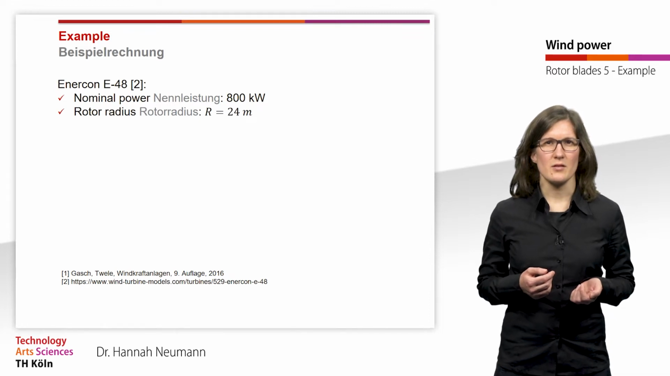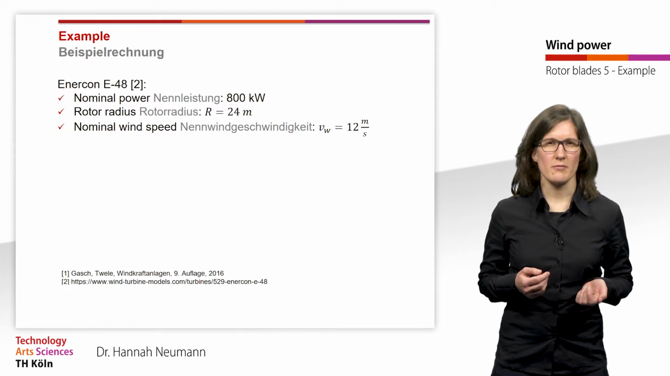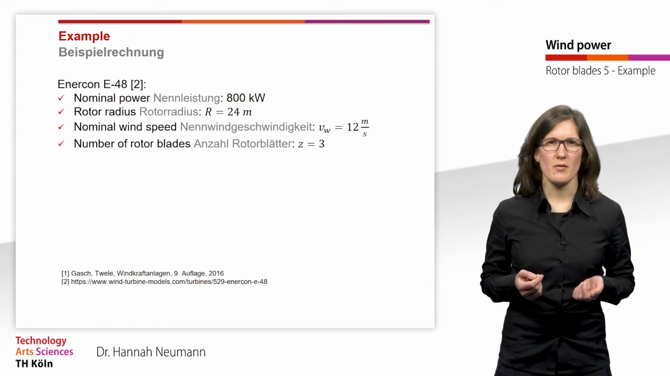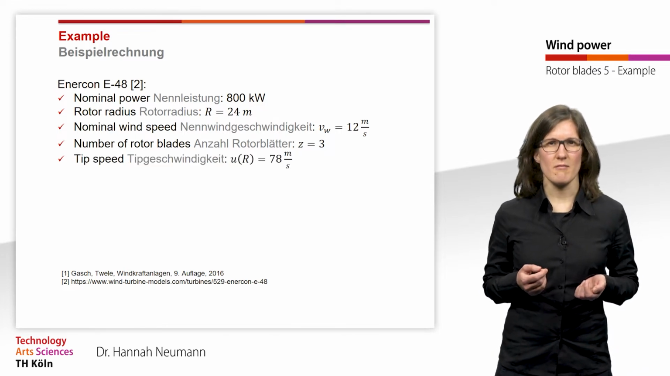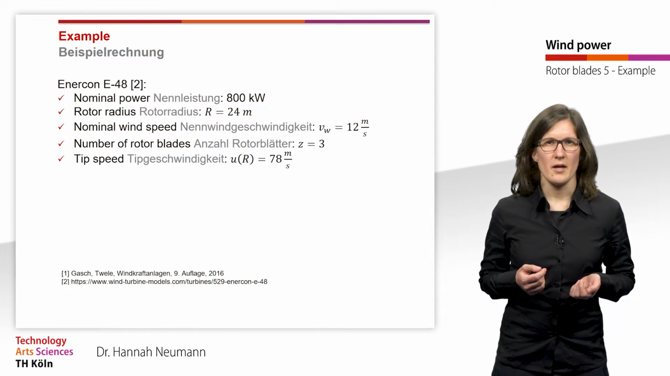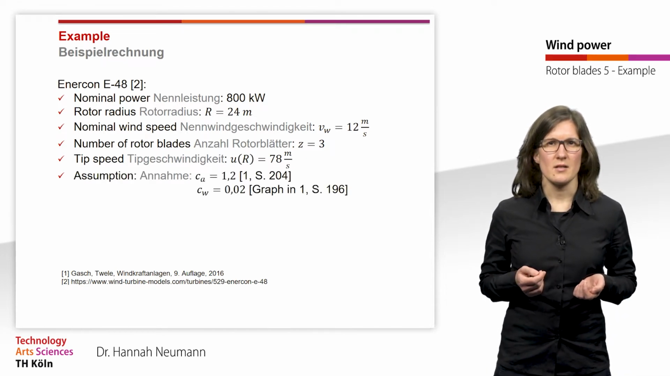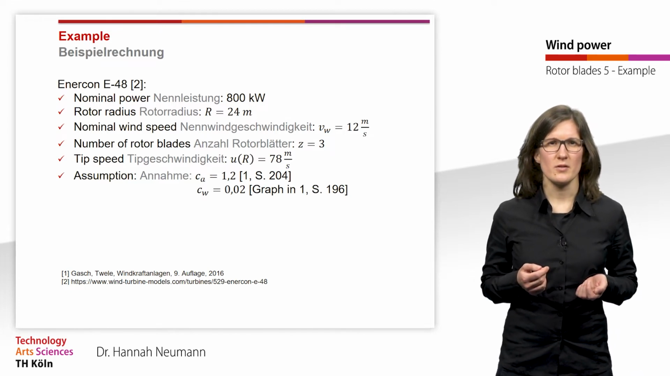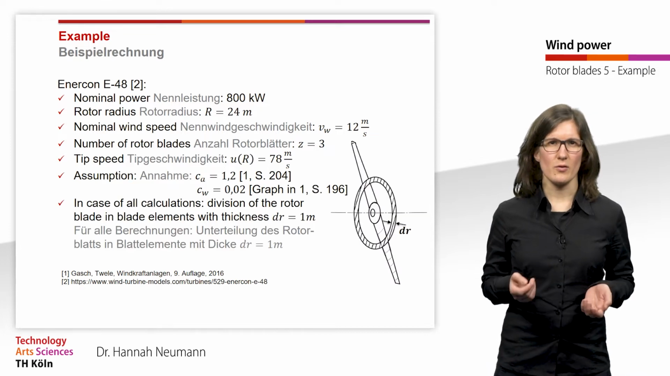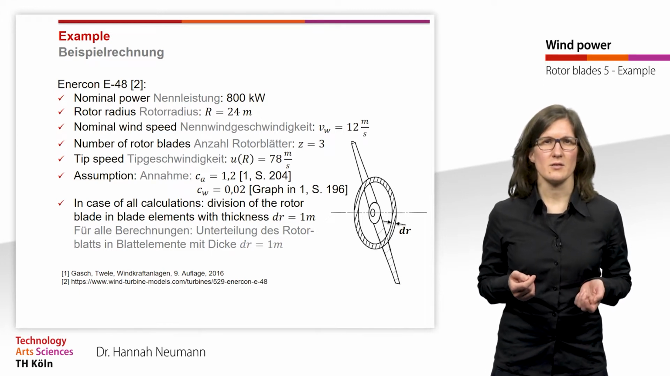It has a rotor radius of 24 meters, a nominal wind speed of 12 meters per second, and the number of rotor blades is 3. The tip speed velocity is 78 meters per second. And I assume that the lift force coefficient Ca is 1.2 and the drag force coefficient is 0.02. In case of all calculations, the rotor is divided into blade elements with the thickness dr of 1 meter.